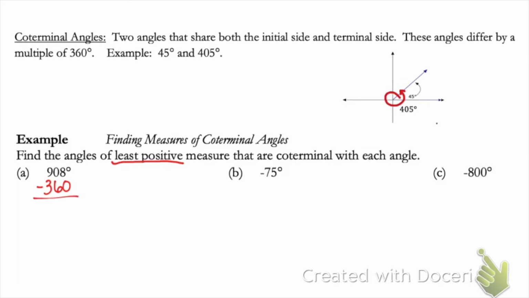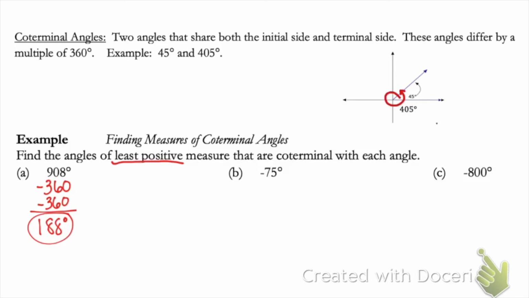I get 548, so I can subtract 360 again. So I'm actually going to put another minus 360 on my problem. So now if I subtract 360 twice, I end up with 188 degrees. That's the least positive coterminal angle with 908 degrees. If I were to subtract 360 again, I would have a negative answer, and again, we have to make sure it's positive.